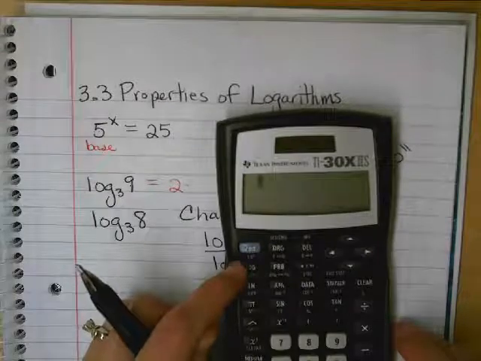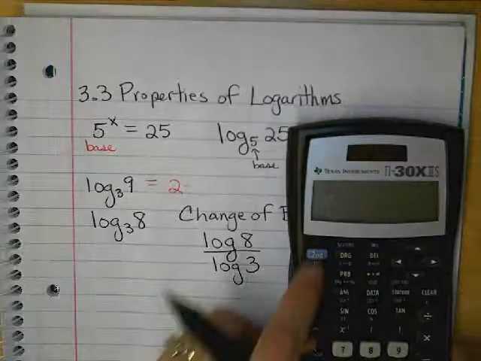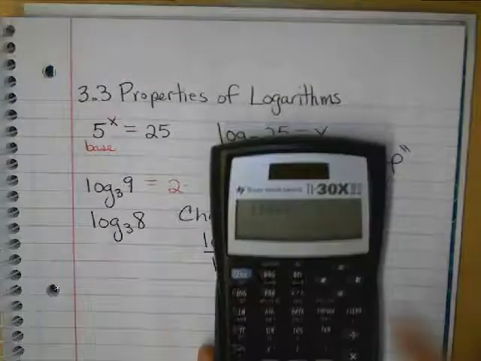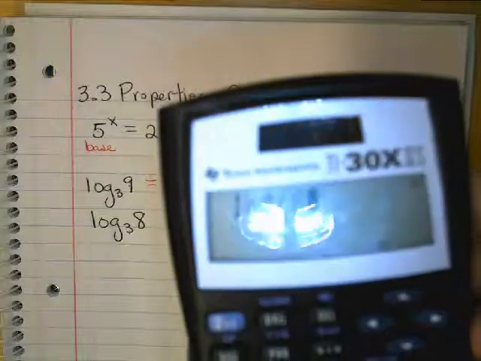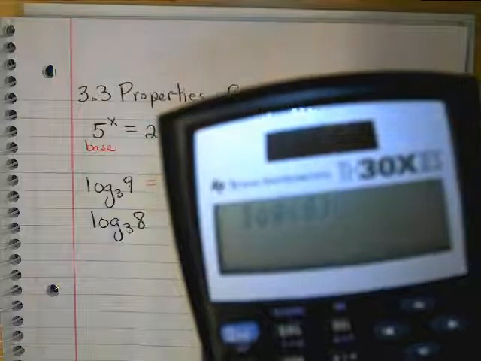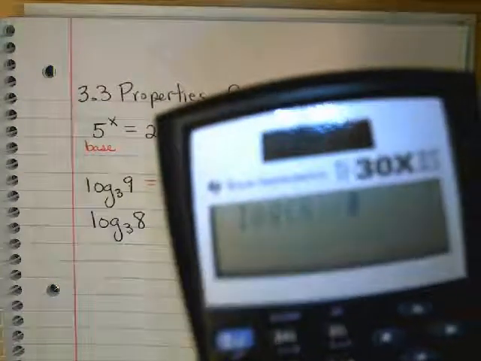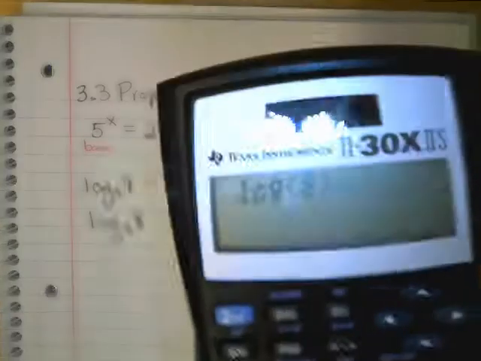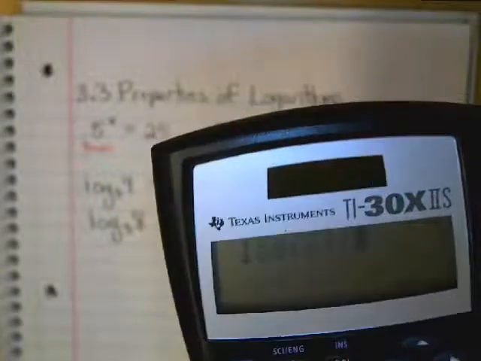So I would just type in log of 8. I hit log 8, and it has a parenthesis. You have to close the parenthesis. I know it's kind of blurry. Log of 8, close the parenthesis, divided by, let's see if I can focus it, and then divided by log 3.